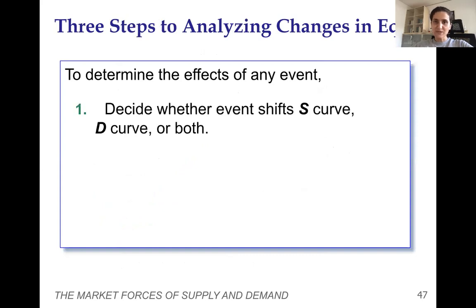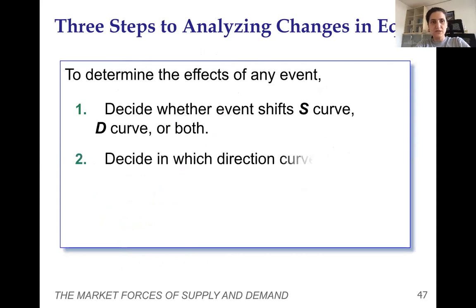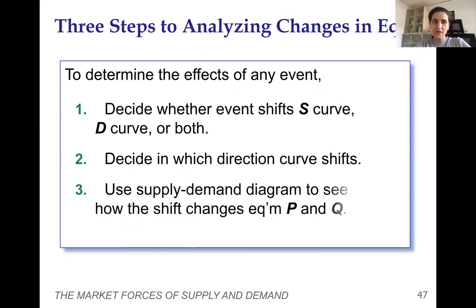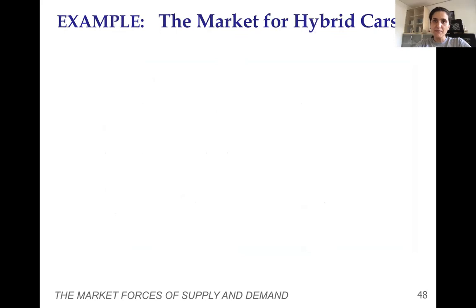To determine the effects of any event, decide whether the event shifts the supply curve or demand curve or both. Decide in which direction the curve shifts and use the supply and demand diagram to see how the shift changes the equilibrium price and quantity. For instance, think about the market for hybrid cars.